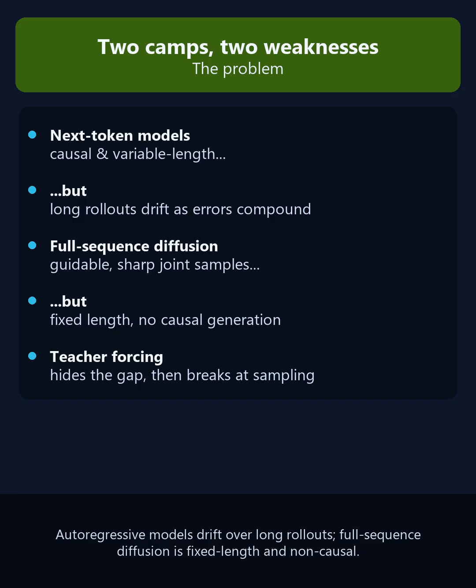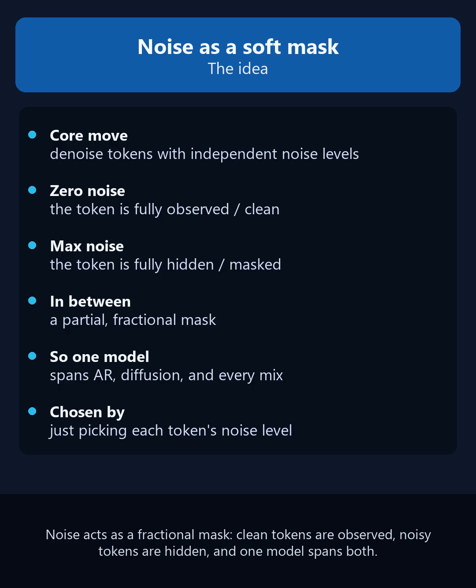We want both. Diffusion forcing's key move is simple. Train a diffusion model to denoise tokens that each carry an independent noise level. Think of noise as a soft, fractional mask. Zero noise means a token is fully observed, maximum noise means fully hidden, and in between is partial. One model now spans pure next token prediction, full sequence diffusion, and every mixture, just by choosing noise levels.